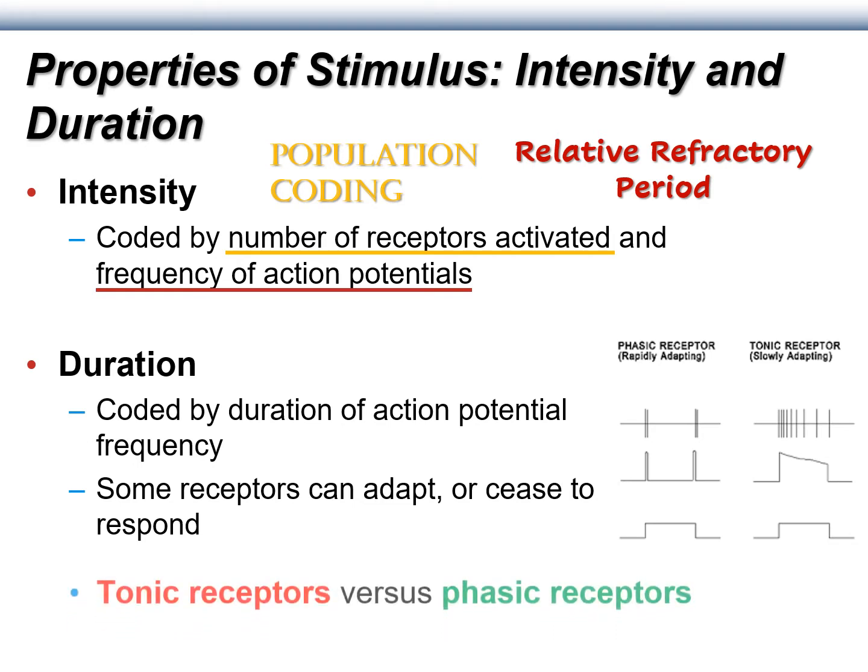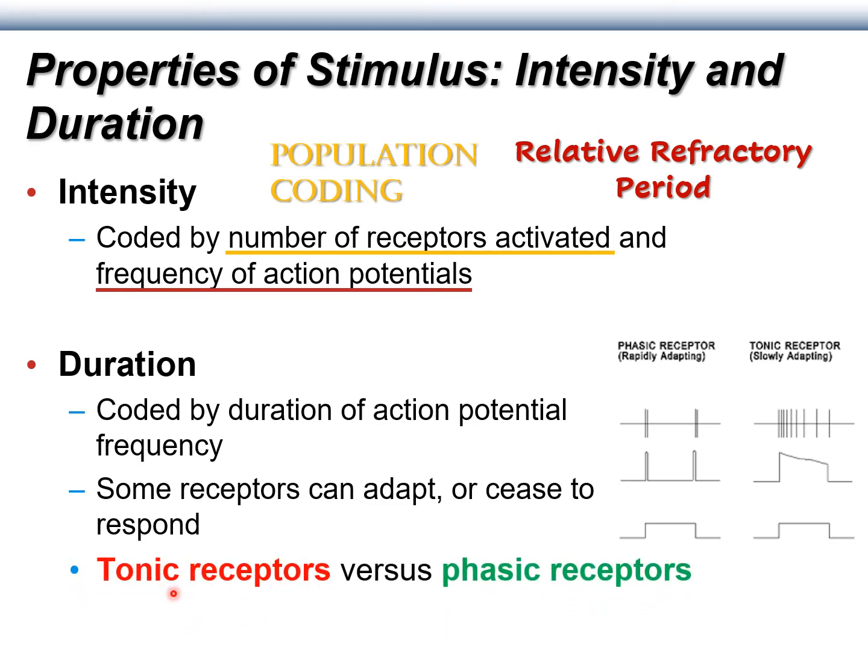This phenomenon here we call tonic and phasic in terms of receptors. Phasic are rapidly adapting, tonic are slowly adapting, but never diminish entirely, never go away entirely, not normally anyway.